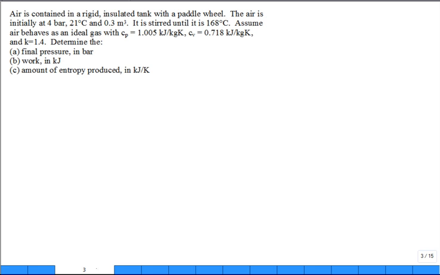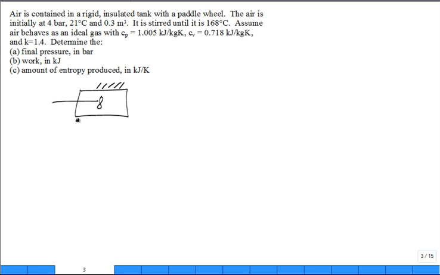We can solve a problem. Do we want to start by solving a problem? Air is contained in a rigid insulated tank with a paddle wheel. So you just draw a tank, make it insulated, put a paddle wheel in. What's the paddle wheel do? Energy transfer by work, but no entropy with that work transfer. You'll see a paddle wheel all the time.